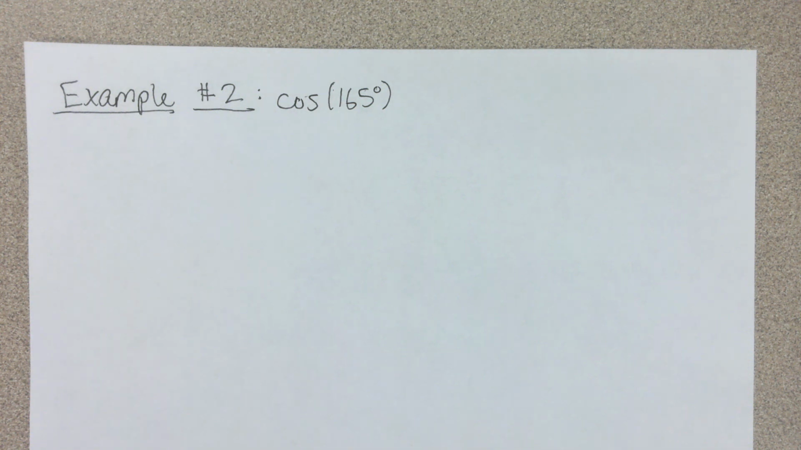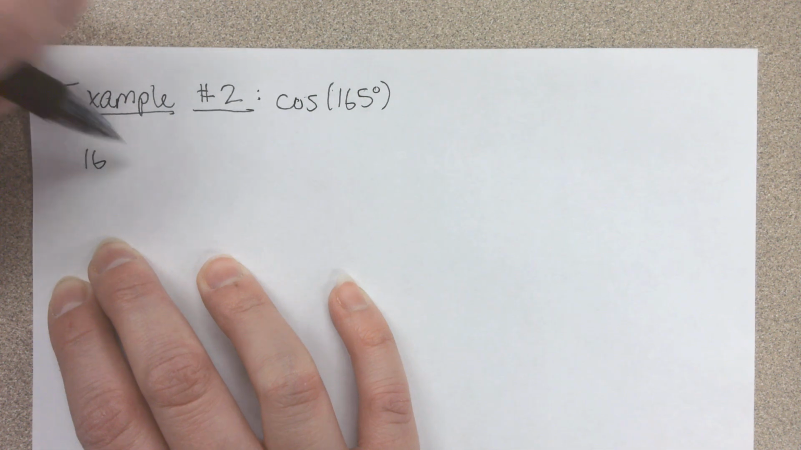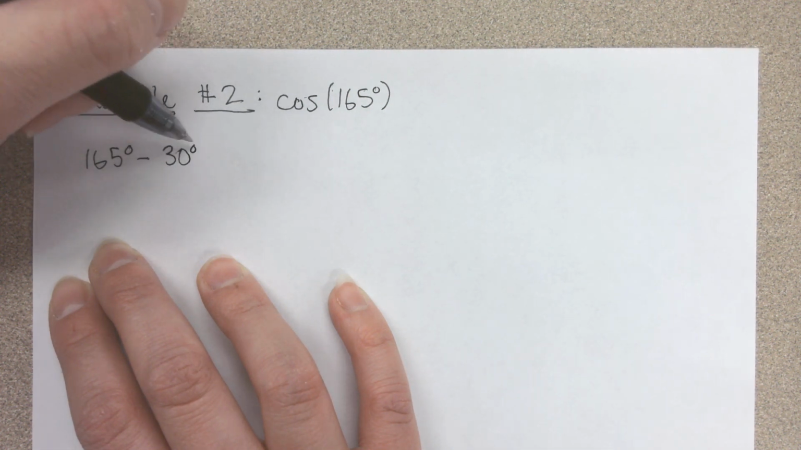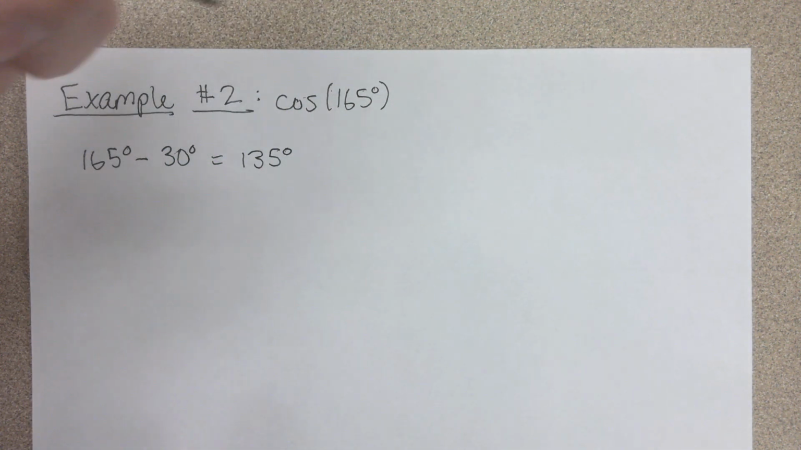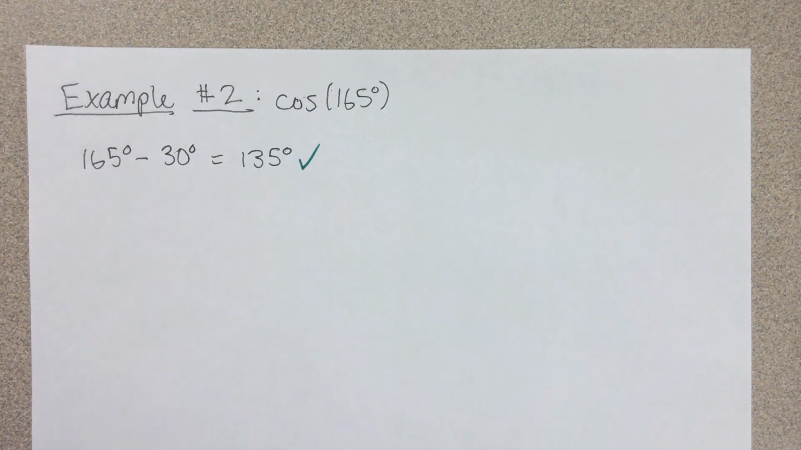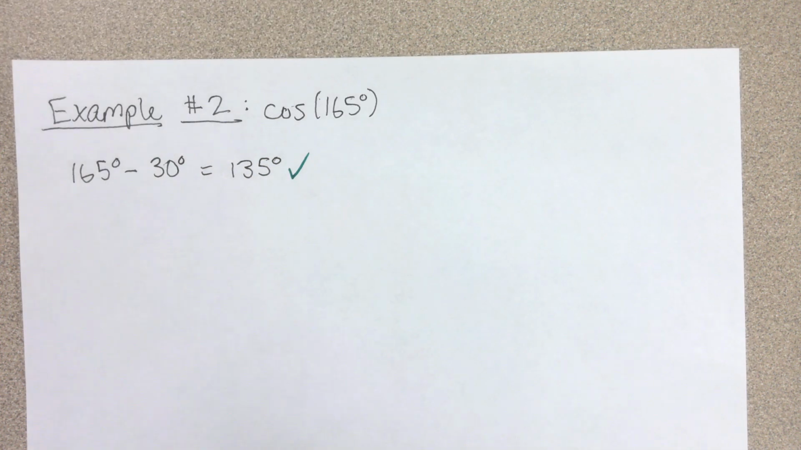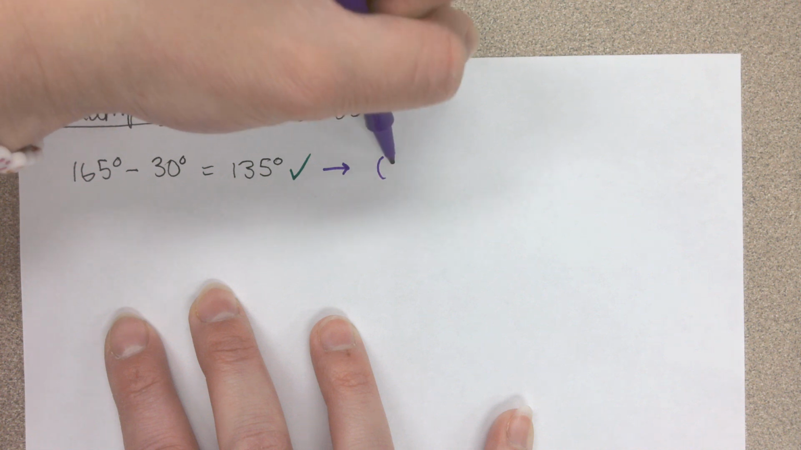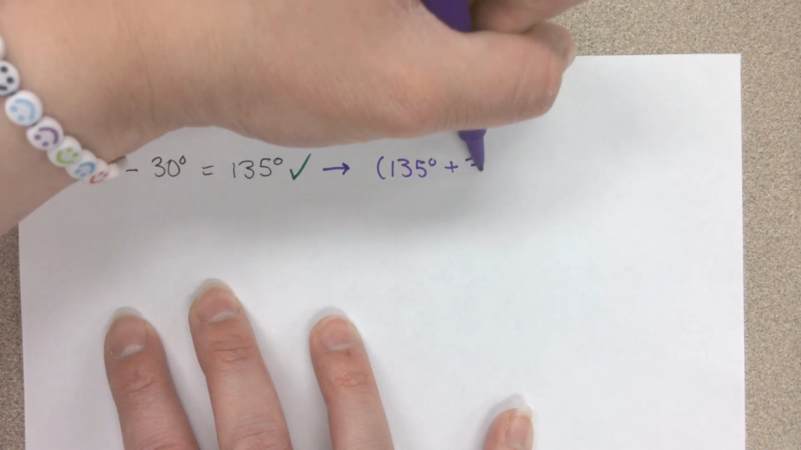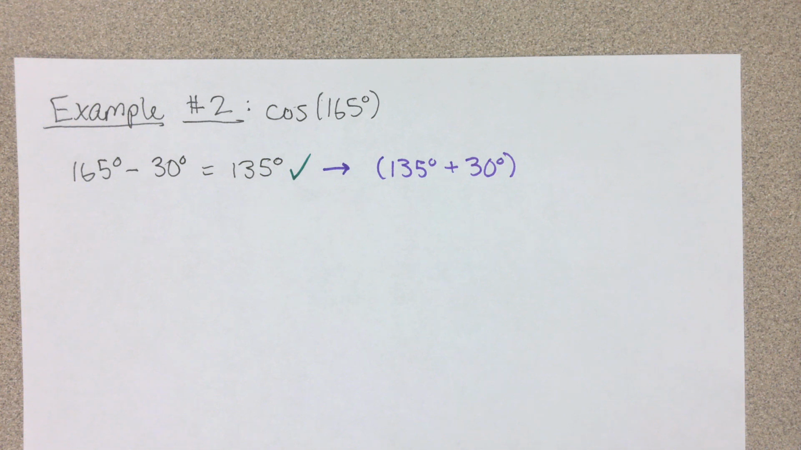Now this time I won't write out all 3 possible angles. I'll just go until I find the first pairing. So 165 degrees minus 30 degrees. That's going to give us 135 degrees, which is on the unit circle. And again, there's no distinct advantage with going one over the other on sine and cosine, so I'm just going to stick with that pairing. So I'm going to rewrite that as 135 plus 30. And that's the expansion I'll use to solve my problem.